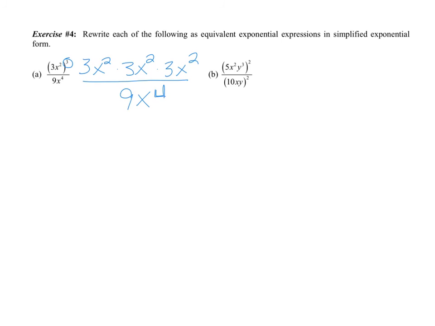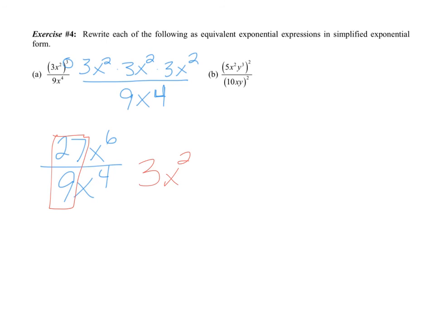Well, before I can go ahead and cancel anything out, I have to simplify the top. 3 times 3 times 3 is going to give me 27. x to the 2 plus 2 plus 2 is going to give me the 6th, all over 9x to the 4th. Remember, you're going to do 27 divided by 9 because those are my coefficients. So 27 divided by 9 is 3. And then I'm going to subtract my exponents, which gives me x to the 2nd. And that is my final answer.